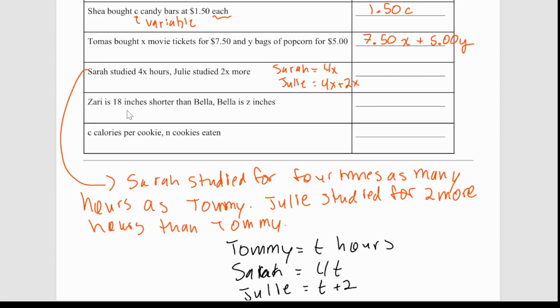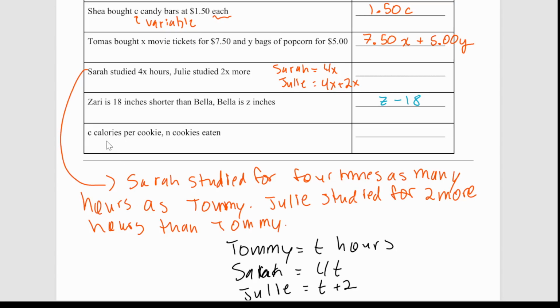Zari is 18 inches shorter than Bella. Bella is Z inches. So for this one, 18 inches shorter than, that would be Z minus 18. And this is, again, a good place to do a quick sanity check. If Bella were, for example, 50 inches, I would get 50 minus 18 is 32 for Zari. And had you written it the other way around, then you would have gotten an answer that didn't make sense, because you would have gotten that Zari is taller, or perhaps even that Zari is negative inches.